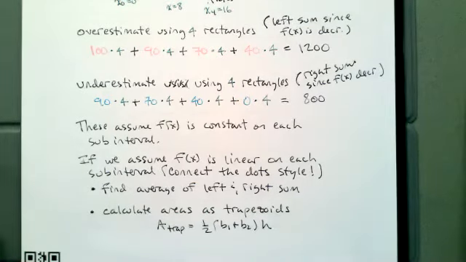So the base assumption that we want to make is that we're going to make everything flat. We want to use length times width. That requires the length to be constant. So we're going to assume that the function is constant on each of the intervals. That's degree 0. Degree 1, we're going to assume everything is linear by just connecting the dots. This means that we're going to calculate the areas as trapezoids, and we can do this by finding the average of the left and right sums.